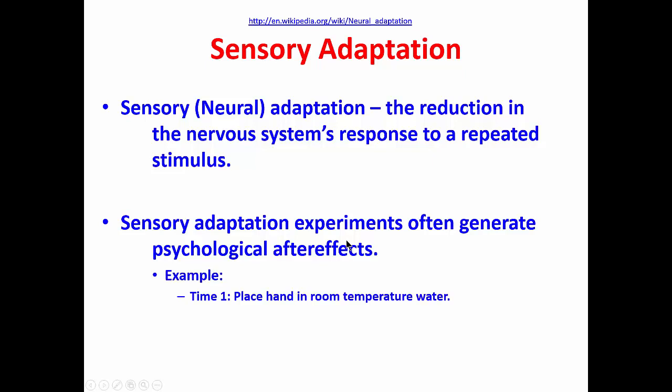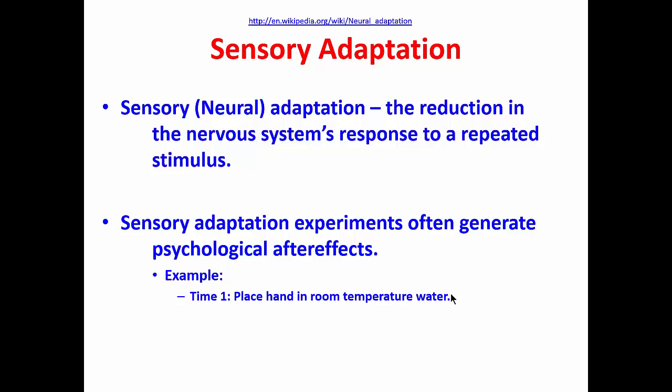But to get us started, let's take the simple case of thermal stimuli, such as warm or hot water. At time 1 in this little experiment of sensory adaptation, we can have a participant place his or her hand in room temperature water, and obviously the water will feel like it's room temperature. Now, why is that the case?